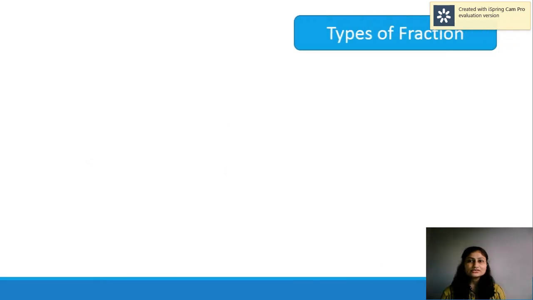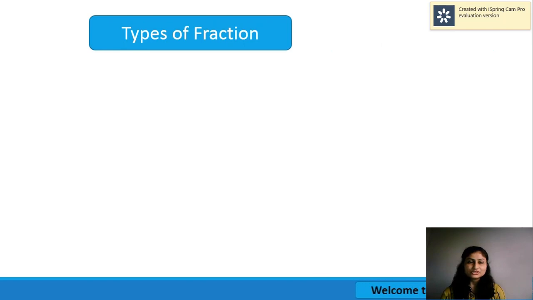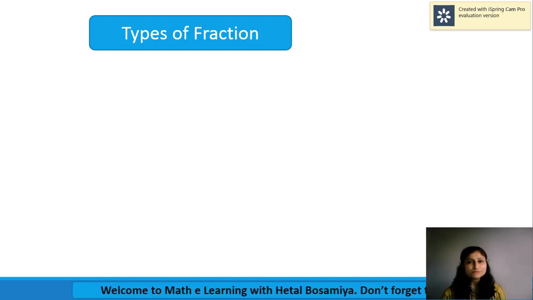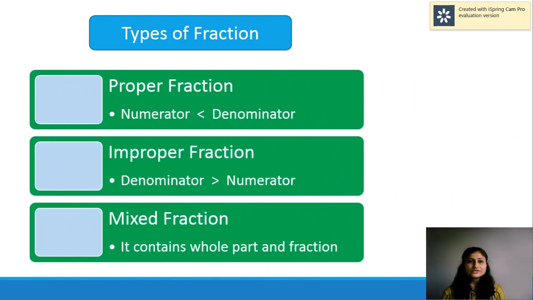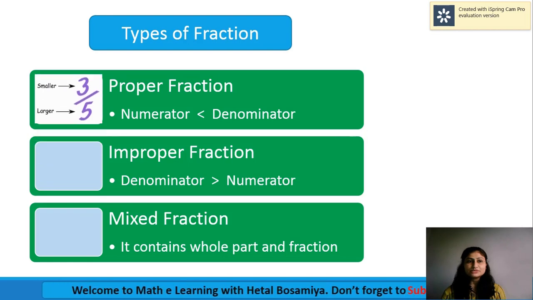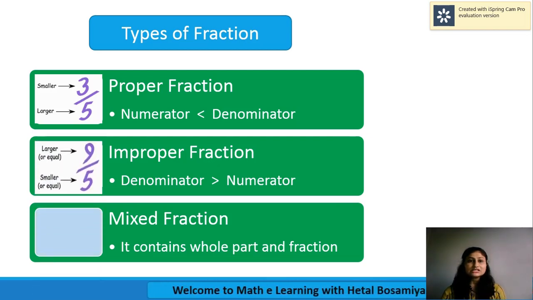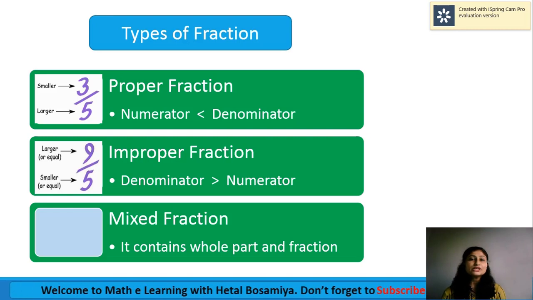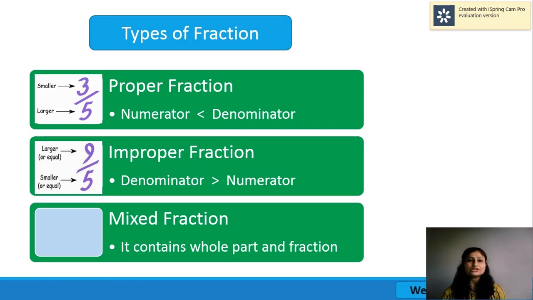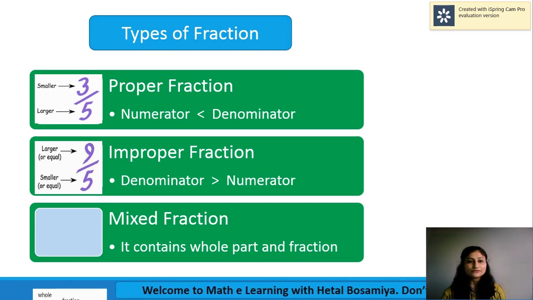Next topic is types of fractions. We know that there are three types of fractions: proper, improper and mixed fractions. First, what is a proper fraction? Here the numerator is always smaller than the denominator. For example, 3/5. Here numerator 3 is smaller than denominator 5. Second is improper fraction, and here the numerator is always greater than the denominator. An example is 9/5. Here 9 is greater than 5.